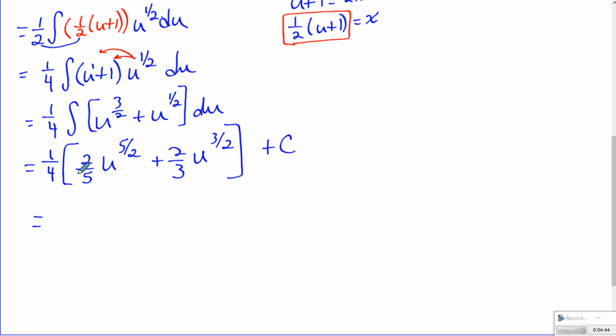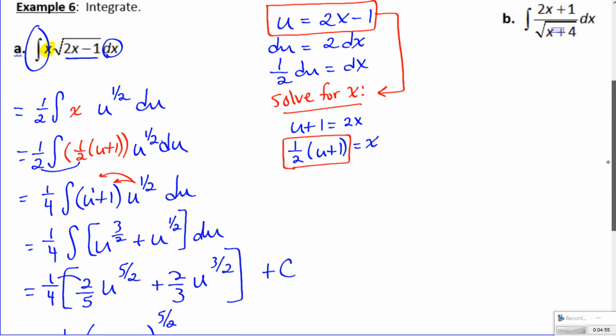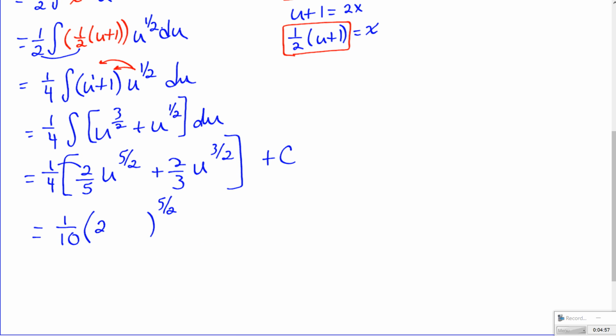And then it's going to be distribute, isn't it? 2/20 is the same thing as 1/10. Something to the 5/2. I got to stretch back up and look at what u was equal to: 2x minus 1. So 2x minus 1 replaces our u, doesn't it? Plus 2/3, replace u with 2x minus 1 to the 3/2.